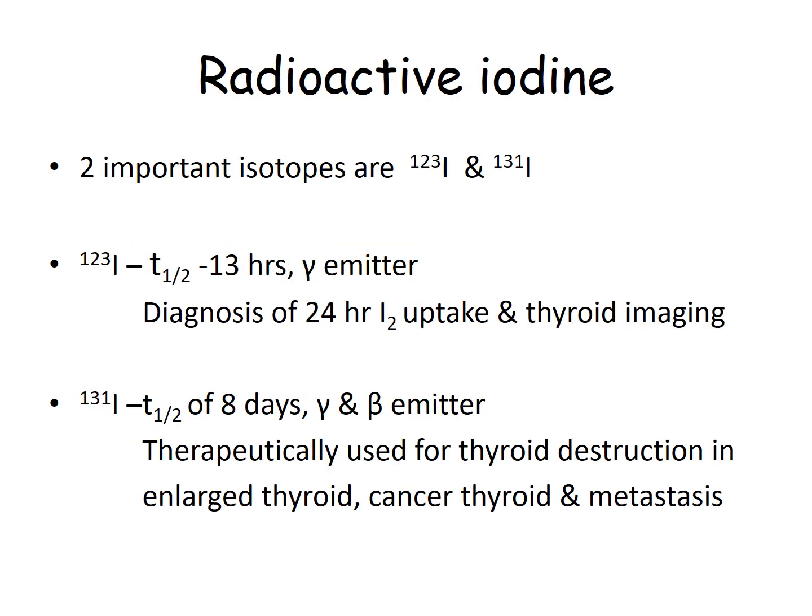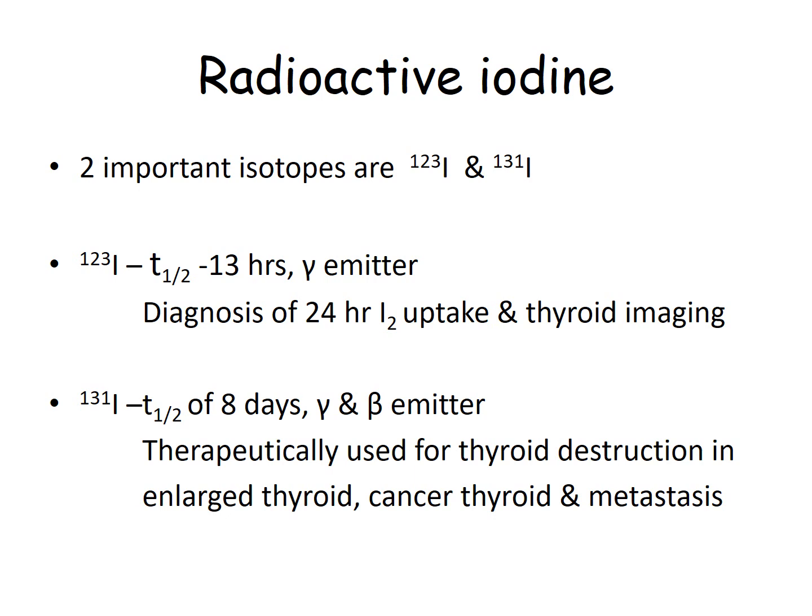And the last group is known as the radioactive iodine. Mainly two important isotopes, iodine 123 and iodine 131. Iodine 123 has a half-life of 13 hours, and it is a gamma emitter. So it is mainly used for diagnostic purposes, such as the 24-hour iodine uptake test, and also for thyroid imaging.